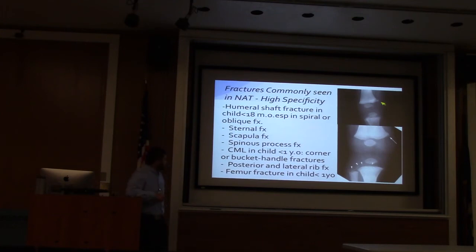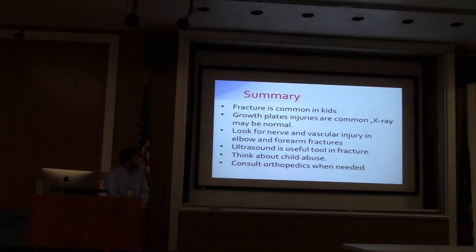And posterior and lateral rib fractures. And femur fracture under 1 year because they are not walking. So, in summary, fractures are common in kids, growth plate is common, and if this is normal and the story doesn't fit the injury, you can have suspicion for the patient and probably another visit, and consider it.